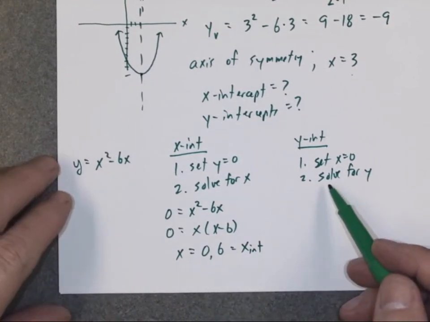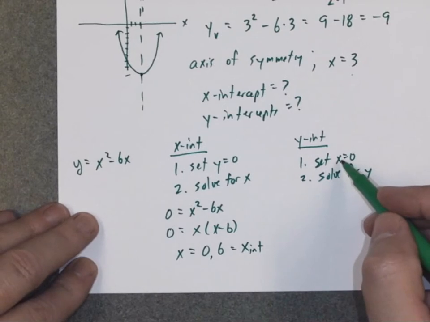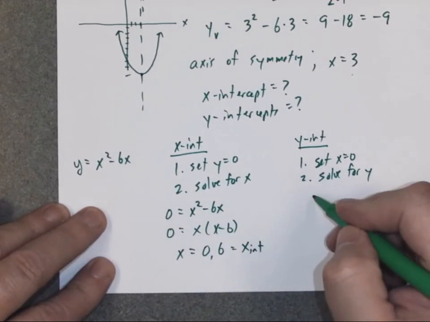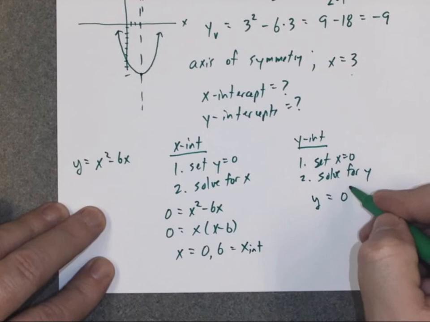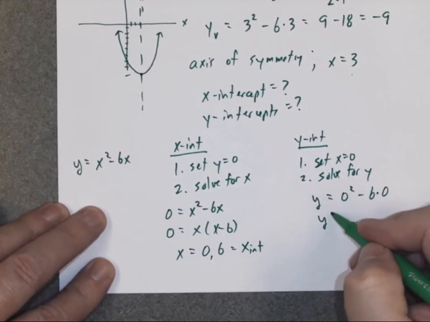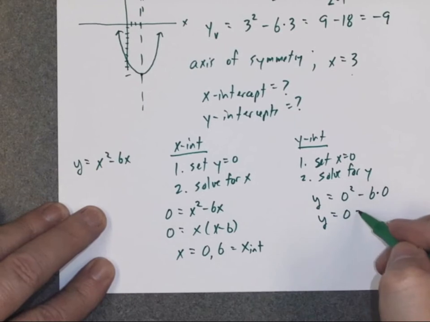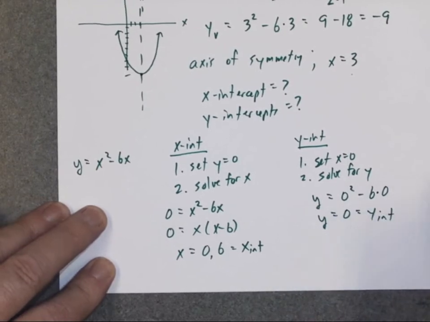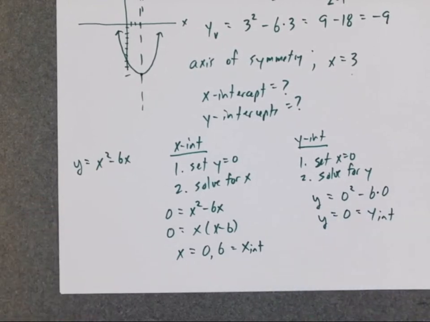For the y-intercepts, you do the same thing, except you take your equation and set x equal to 0. So I have y equals 0 squared minus 6 times 0. When you look at this, y is going to be 0, which is your y-intercept. So you have one y-intercept of 0.